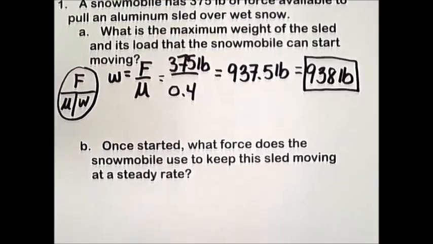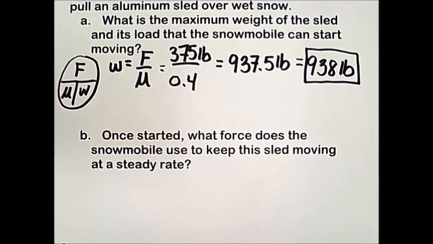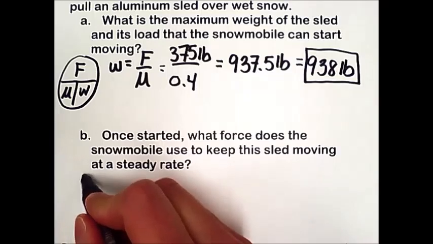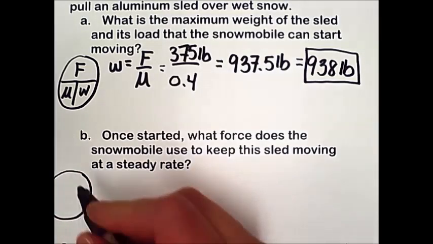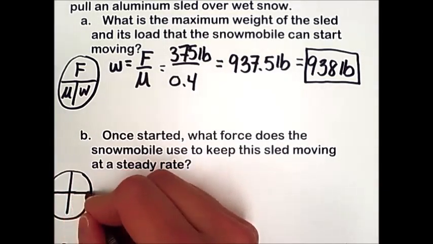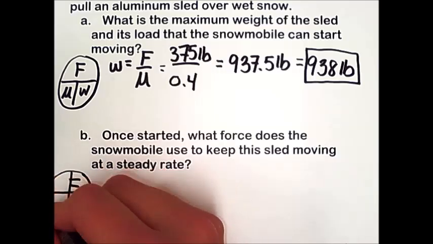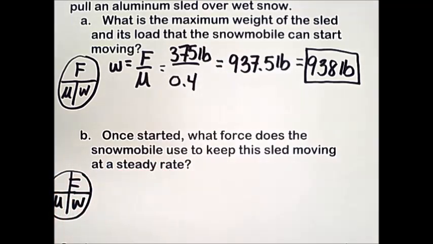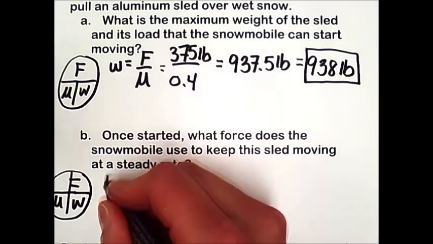The next part of this problem wants to know once started, what force does the snowmobile use to keep the sled moving at a steady rate? So again, we are going to look at the force, mu, and weight equation circle. So force is on top, that's what we're trying to find now. That's equal to mu times weight.